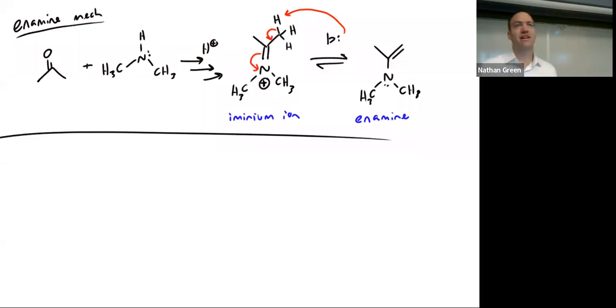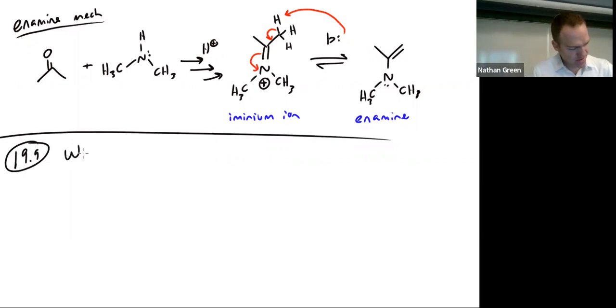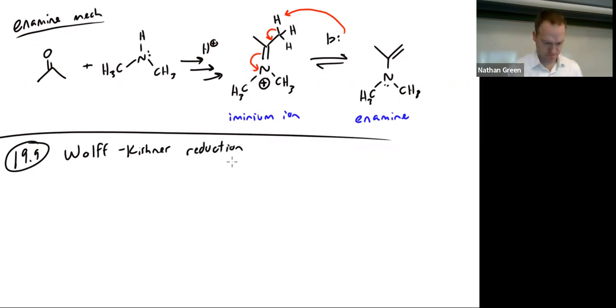Let me show you a reaction that I'm not going to ask you to know the mechanism for. Because if I ask you to do one more mechanism, you probably quit on me right now. You just walk out. This is the Wolff-Kishner reduction. Wolff-Kishner reduction is pretty cool because it can turn a ketone or an aldehyde into an alkane.